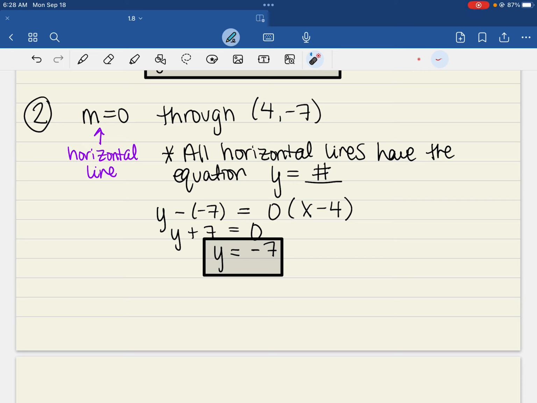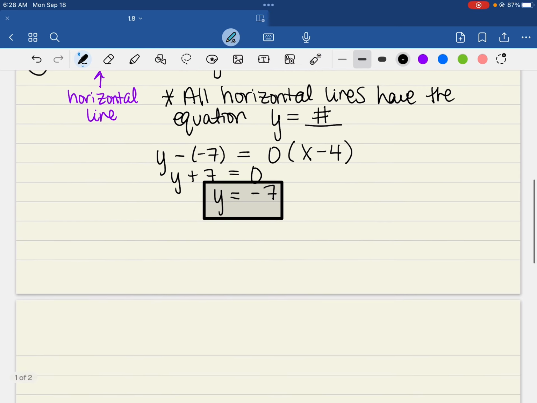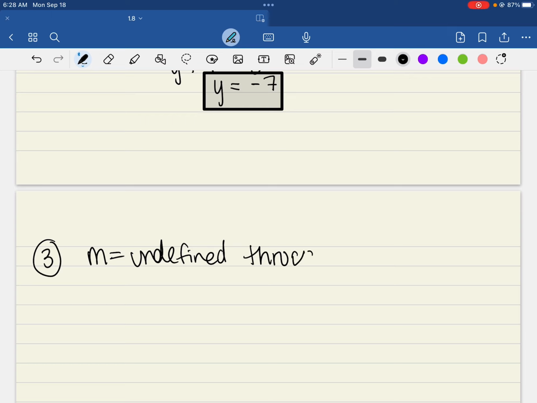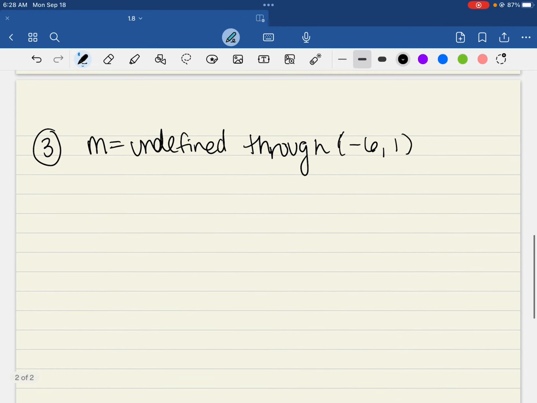Okay. Now, I'm going to write down number 3, and I'd like you to think about it before revealing the answer, so you will probably have to pause your video. Number 3, m equals undefined through the point -6, 1. So go ahead and pause here and come up with your best educated guess of what this one will look like.